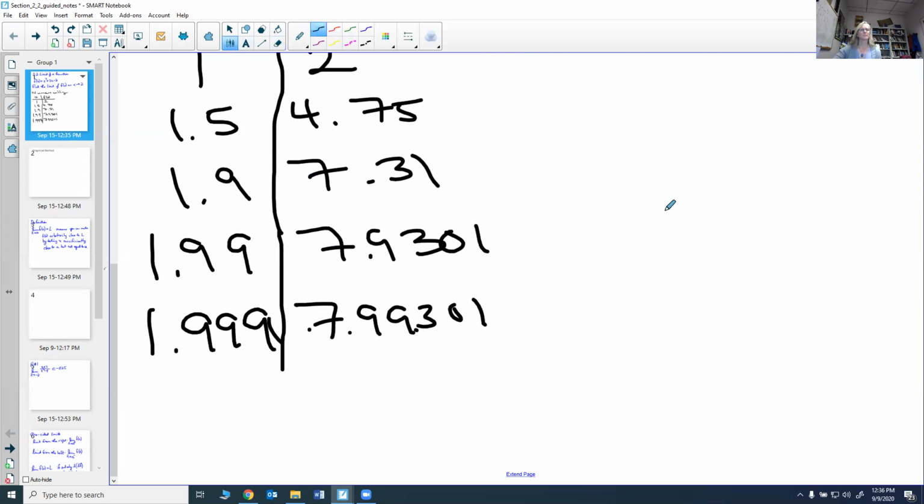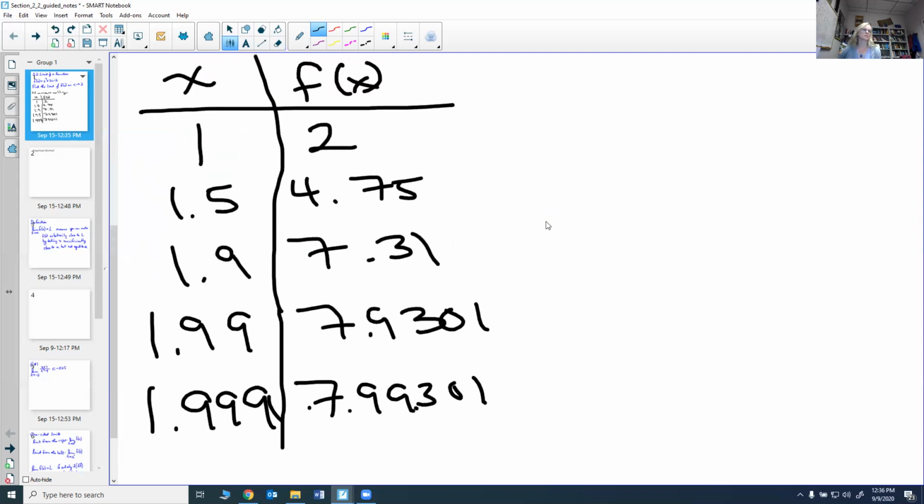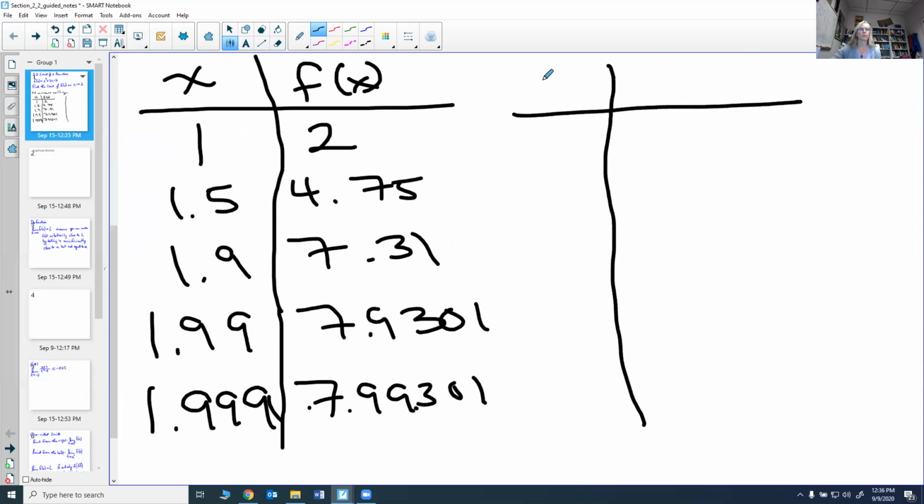But now my question is, was there any reason why I started at 1? I mean, 1 is close to 2, but why couldn't I start somewhere else like 3? So let's make another table of values and function values. Instead of starting at 1 below 2, maybe I could start at 3 above 2. When I did that, I got 16. Not great. Doesn't show me anything. I don't see a trend yet.